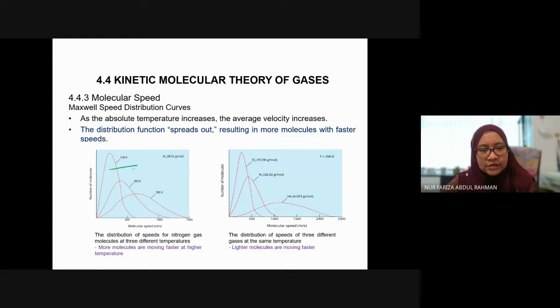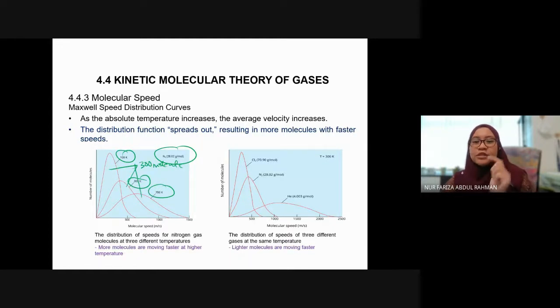Okay, so ni kita cakap pasal number of molecule. Imagine kalau dia punya number of molecule ada 300 molecule. Okay, luas bawah graf dia. So they differ in terms of the temperature. Jenis pun sama. Jenis gas dia adalah nitrogen.